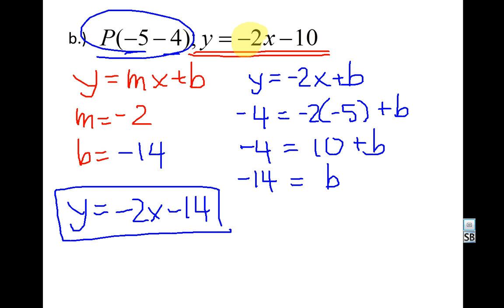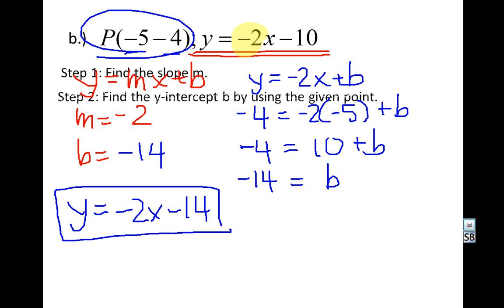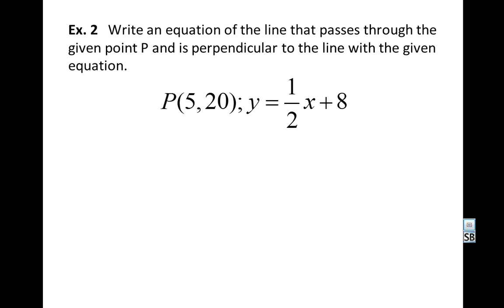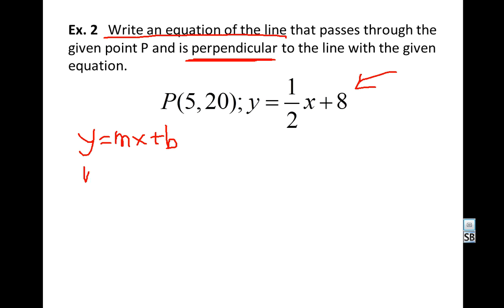Let's move on to example 2. It's actually not that different from example 1. The only difference being that we're going to write an equation of the line that's perpendicular to the line that's given. So it's a lot like example 1, except we want to create an equation that's perpendicular to the line that's given. So we're going to start off again. We're writing an equation of the line, so y is equal to mx plus b. I need my slope. I need my y-intercept.